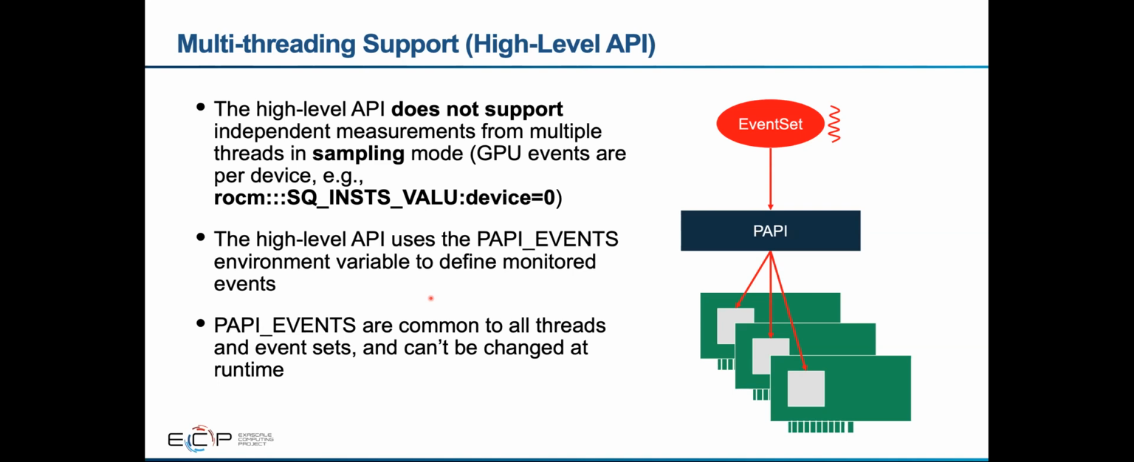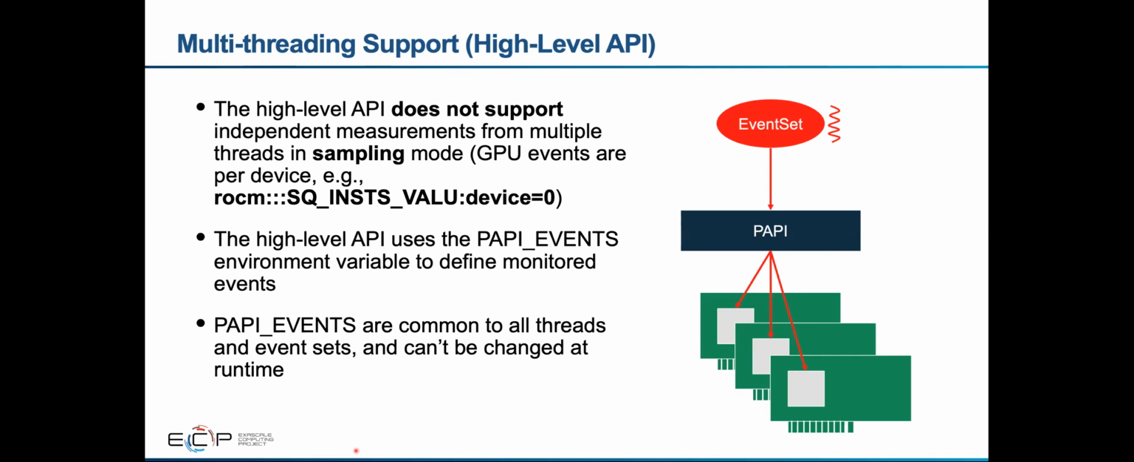One of the flexibilities that the high-level API sacrifices for simplicity is the ability of managing different events across different threads. By doing things like this, the high-level API can reduce the 8+ interfaces in the low-level API to about just 4 interfaces. Events in the high-level API are defined using an environment variable called PAPI_EVENTS, and all the threads in the application get the same events defined by this variable.